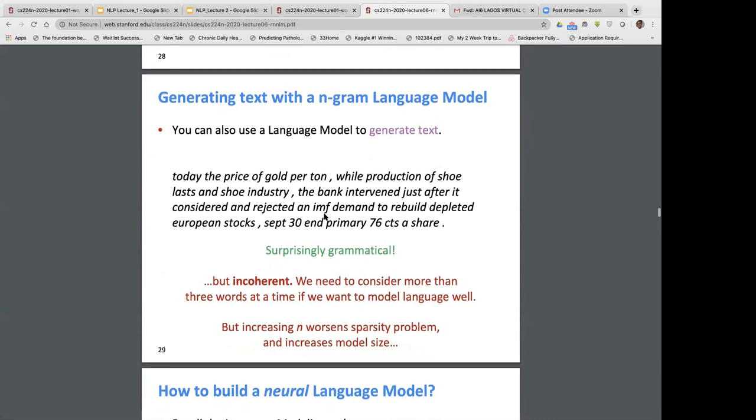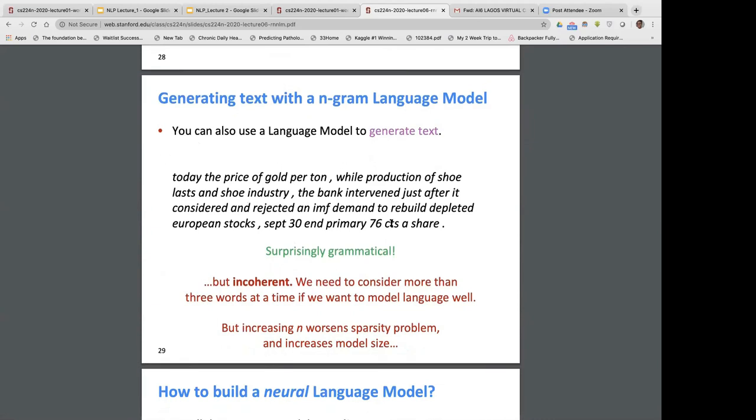So if you go on like this, you can predict a large number of words. So here, after going on, it predicted this: "Today, the price of gold per ton, while production of shoe last and shoe industry. The bank intervened just after it considered and rejected an IMF demand to rebuild depleted European stocks, SEP 30 end and primary 76 CTS a share." It's so grammatical, like no errors at all. All the words are intact, but it's incoherent. It doesn't make sense, does it?